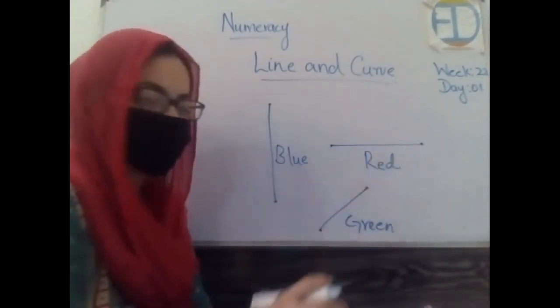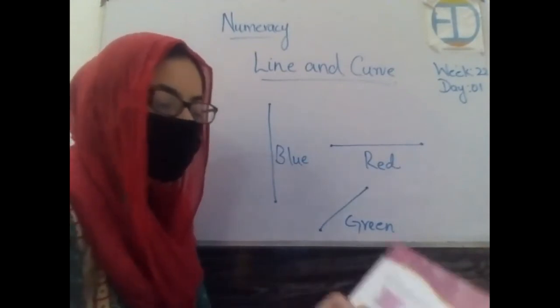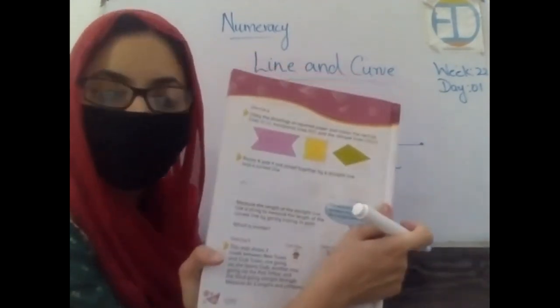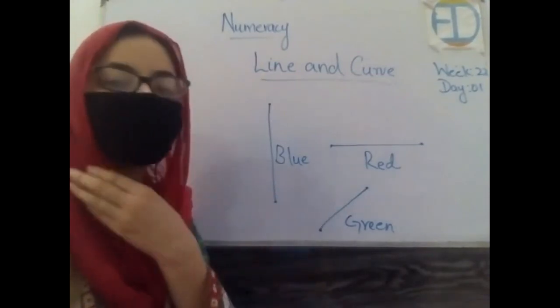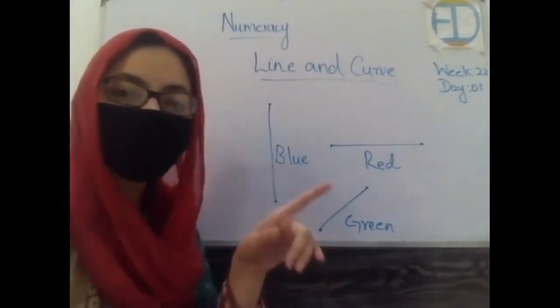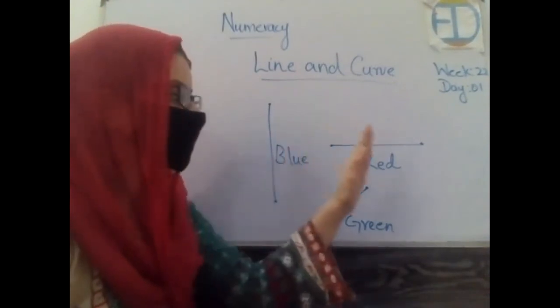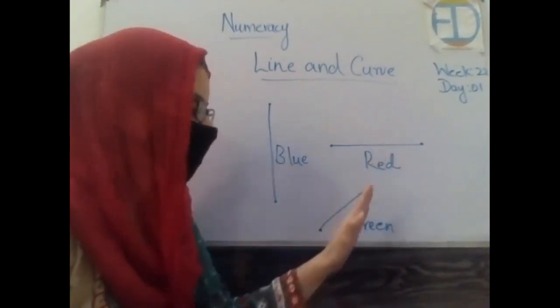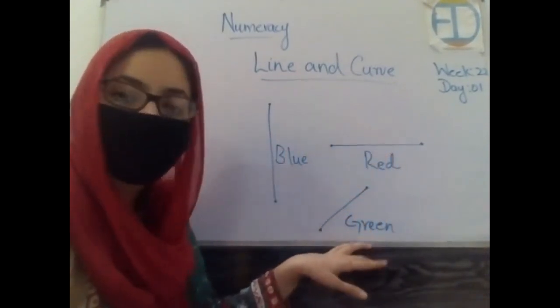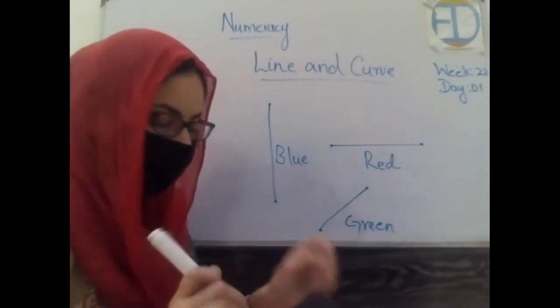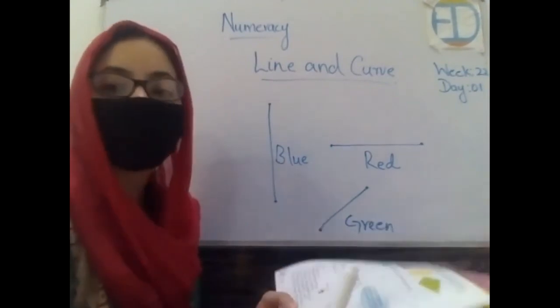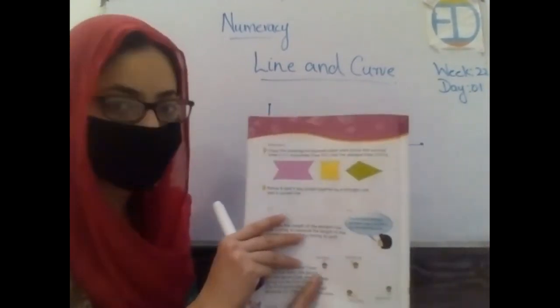These are the instructions: you are supposed to draw all these pictures in your notebooks by using these three colors. What are the colors? Blue, red, green. Draw all the vertical with blue, all the horizontal with red, and all the oblique with green, and then create shapes out of it. Got it? Okay. This is your home assignment. You will be doing it, okay?